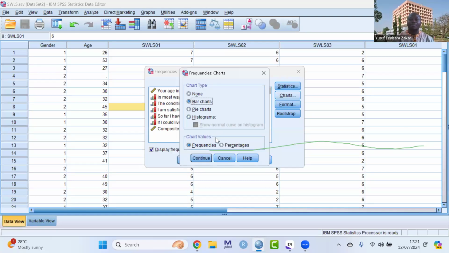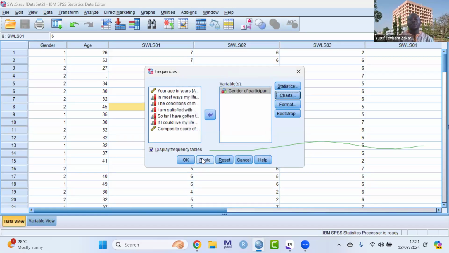So now we take our bar chart and then we want frequencies. You have options. If you like, you can take percentages, and if you like, you can take frequencies. Let's start with frequency. Perhaps we go back to percentages. All right. So you see why I said we should not record now.